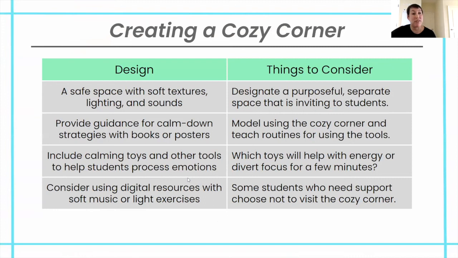The last thing to think about is how can you help your students regulate their emotions and return to learning if they don't want to use it? They don't want to physically get up and go to that space. I know some of my students thought that the cozy corner meant that they were in trouble. That was a misconception that I had to really work hard to change, because we don't want it to be a space where our students think that they're in trouble. This is a space where they can self-regulate and return to learning on their own.